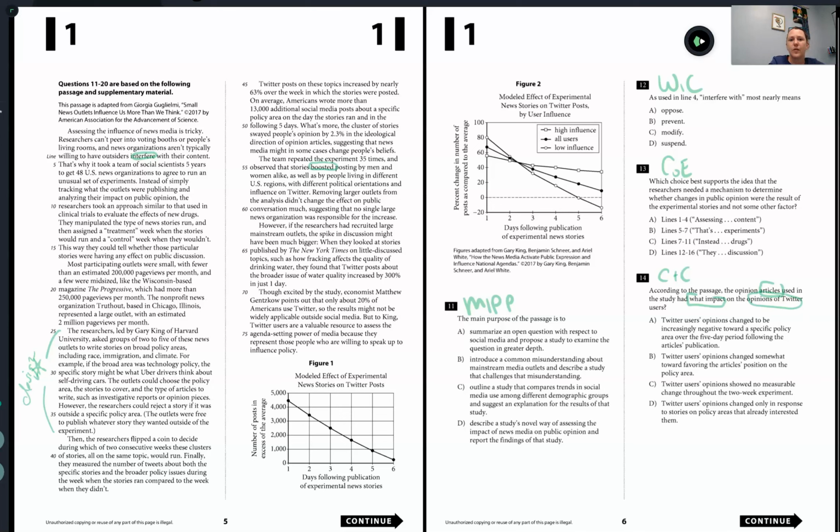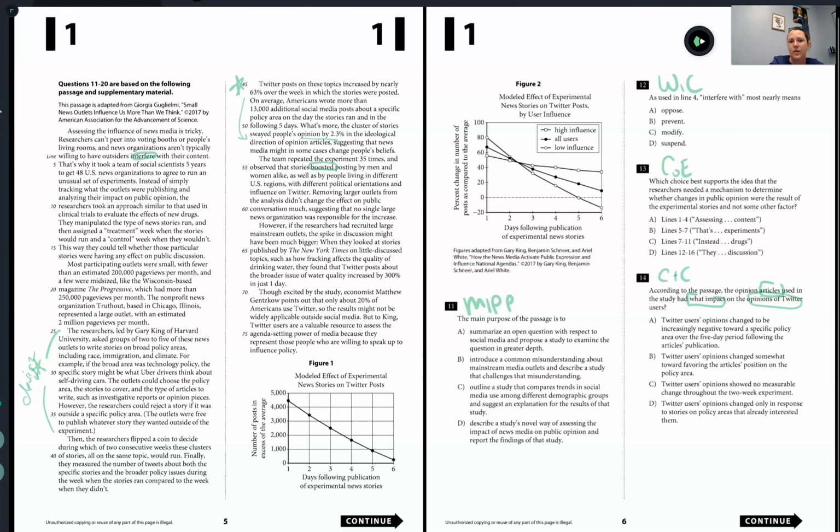Twitter posts on these topics increased by nearly 63% over the week, so that's the impact of the stories on Twitter users, so I think there's an answer here. On average, Americans wrote more than 13,000 additional social media posts about the specific policy area on the day the stories ran and in the following 5 days. What's more, the cluster of stories swayed people's opinion by 2.3%, suggesting that news media might in some cases change people's beliefs.